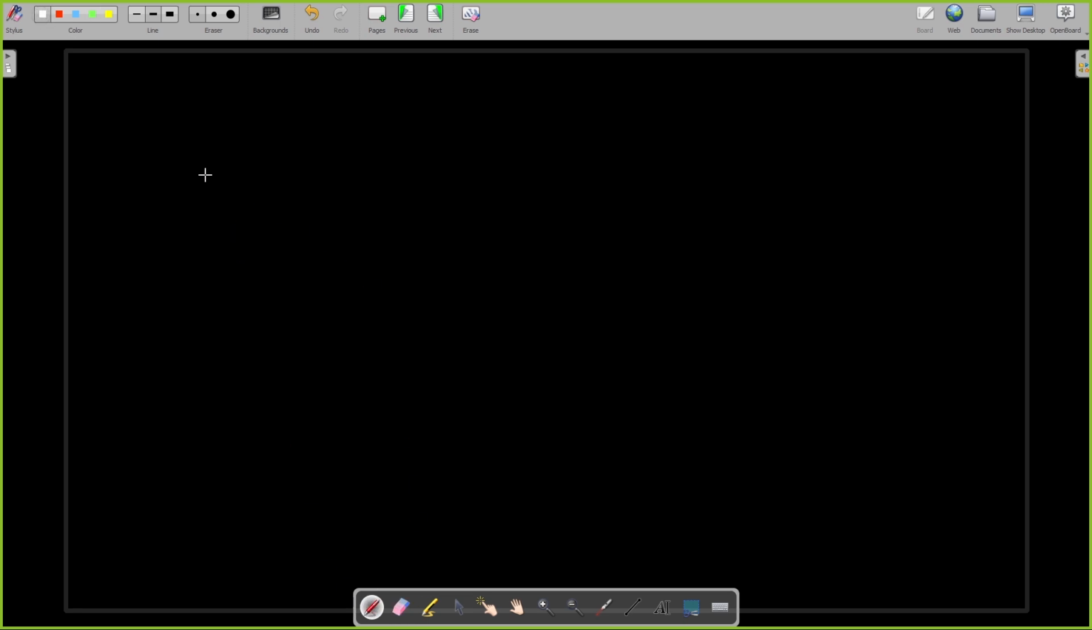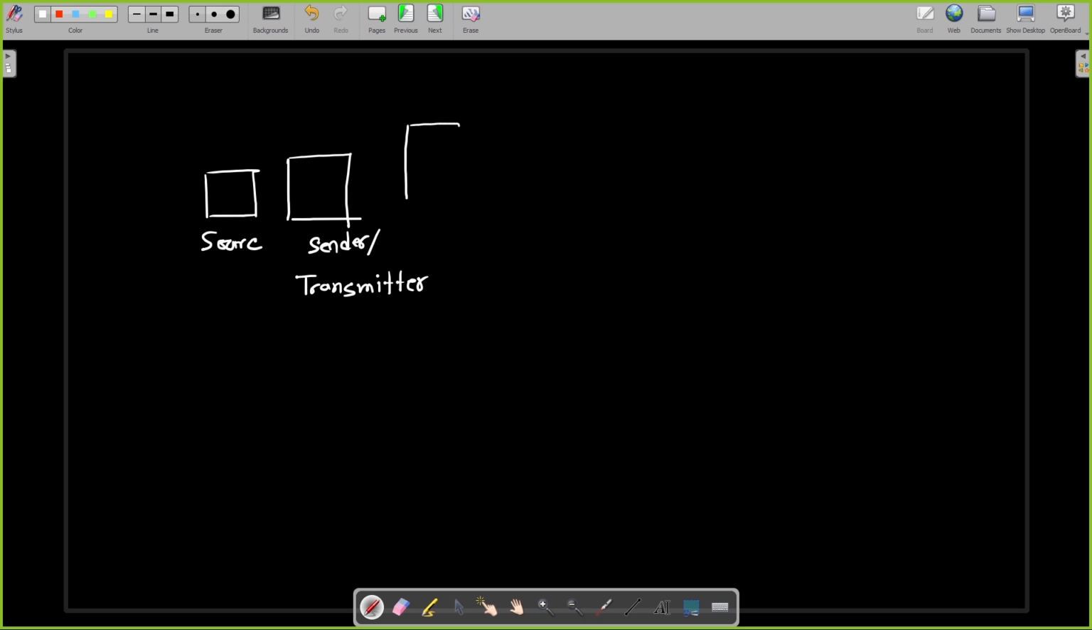Now at first we need a source, then we need a sender or transmitter. In this chapter we must call this transmitter instead of sender. Okay, so after that we need a medium, then we need a receiver, finally we need the destination.